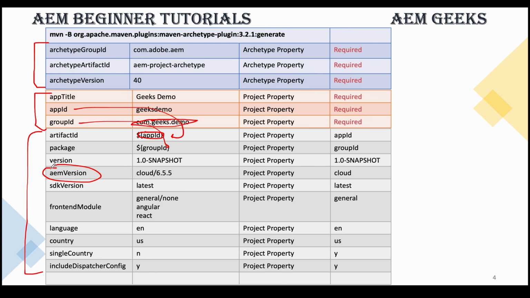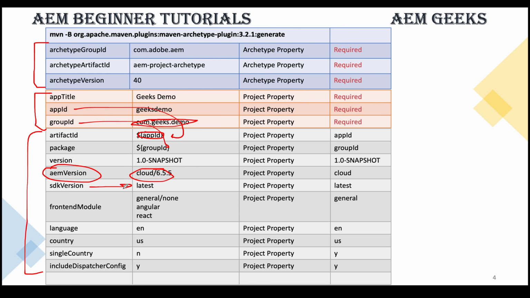This is important: aemVersion. This property defines what kind of project you want to create, because nowadays there are two options, standalone or cloud. So you can define either cloud or a specific aemVersion. It also has a default value. If you don't define this, it will create a project for cloud, AEM as a Cloud Service.